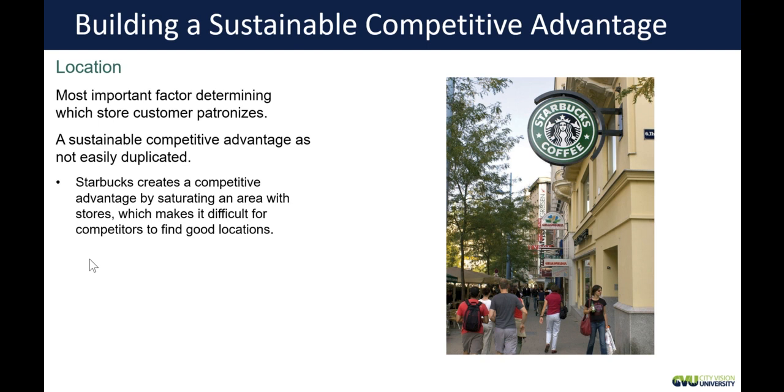Location. Now, this is probably the most important, it really is the most important factor in deciding if it's a good location, whether or not consumers are going to go there. But it's not something that is going to be sustainable, because you might get a competitor that can move in down the street. It might cost them a little bit, right? But understanding that you can maybe, like Starbucks, saturate an area where you have a Starbucks on every corner, that would make it harder. So that would be more of a competitive advantage that's not easily duplicated.